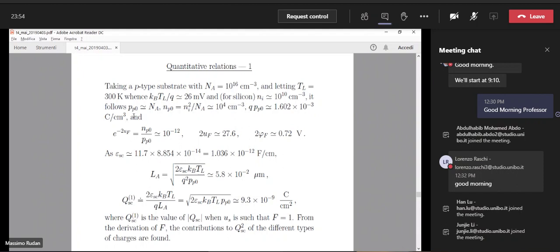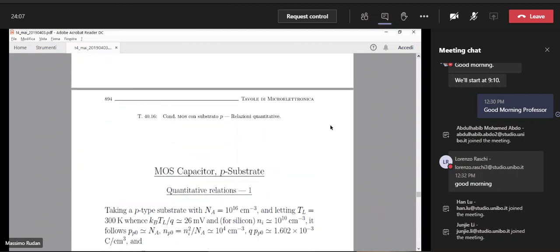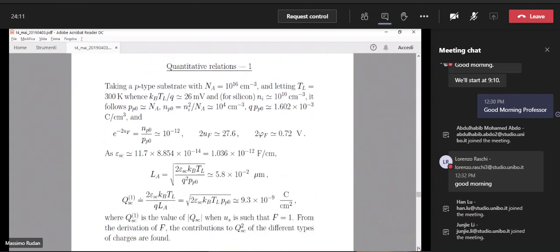So we start, you remember we were talking about the quantitative relations of the MOS capacitor.